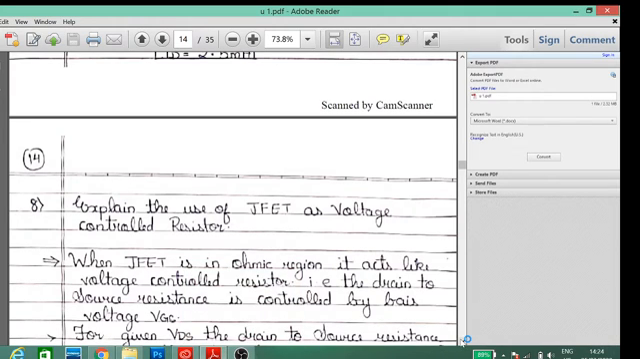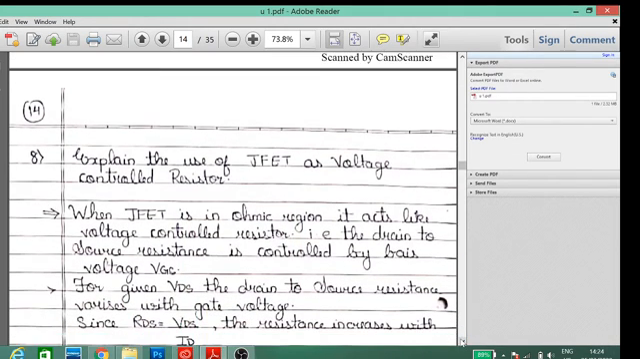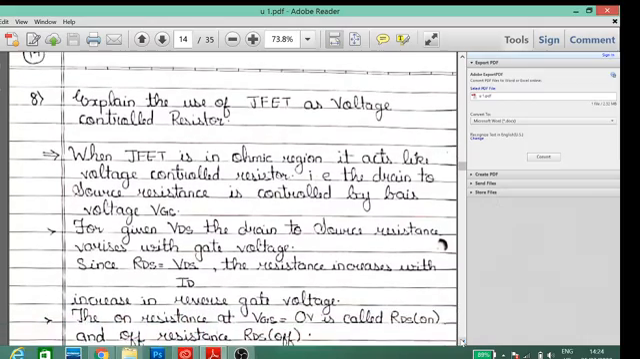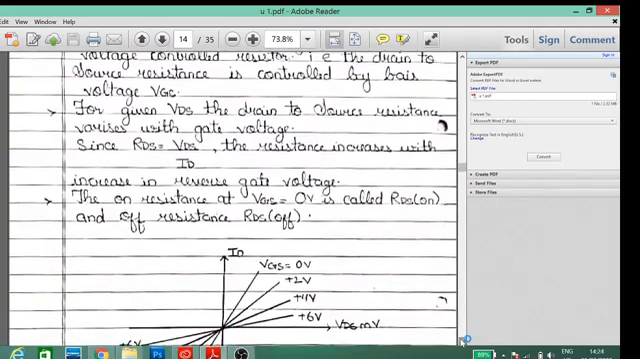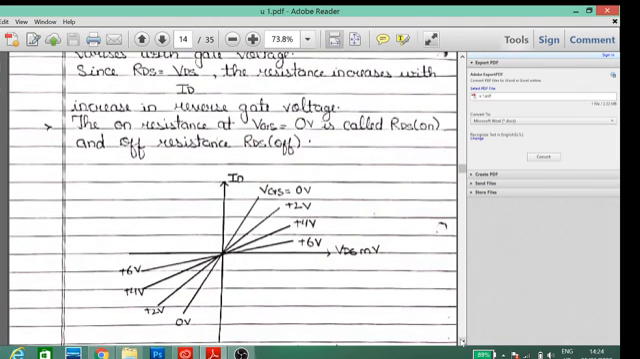Now, for a given VDS, the current can be calculated using a graph of ID versus VDS. For example, when VGS is off, the graph shows that ID is directly proportional to VDS, and its inclination decreases as we increase VGS in the negative direction.